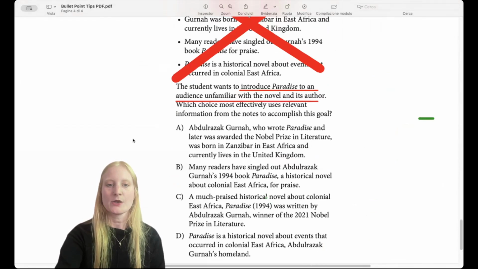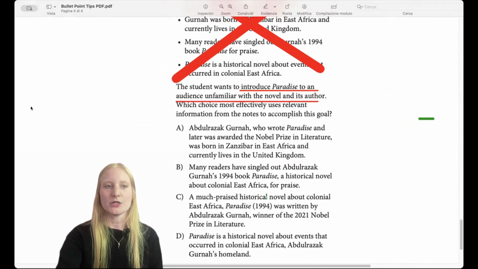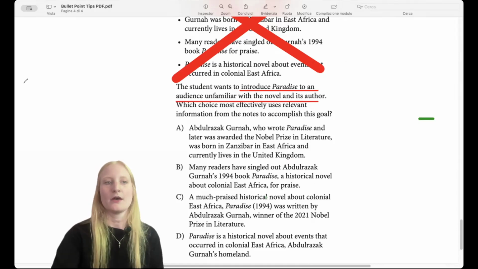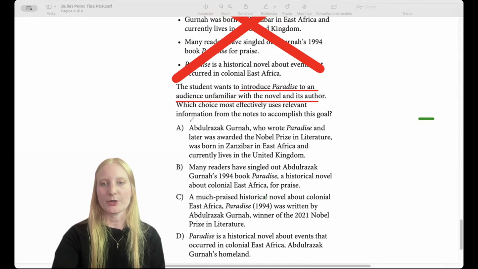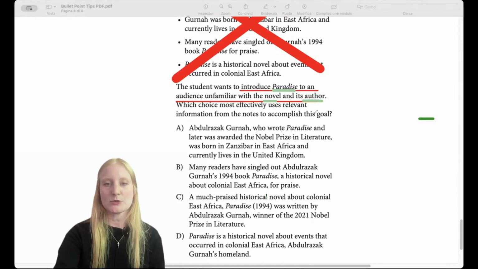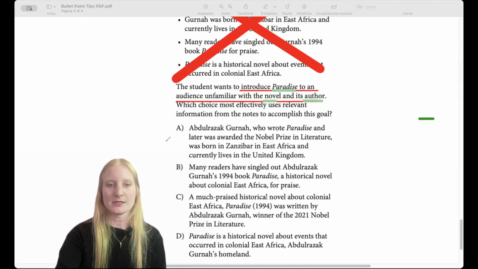All right. So the student wants to introduce Paradise to an audience unfamiliar with the novel and its author. Okay, so what two key points are we looking for? Well, we're looking for an introduction, right, to Paradise, which is a novel, and its author. Okay, so those are the two key points. So let's see which one of these answers has both.